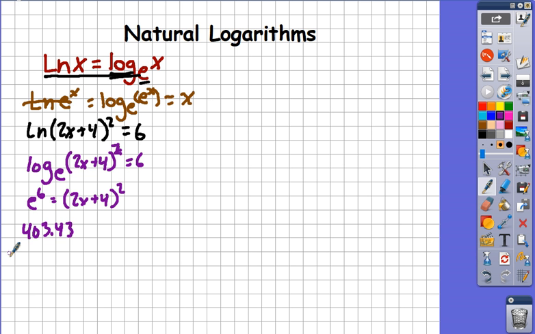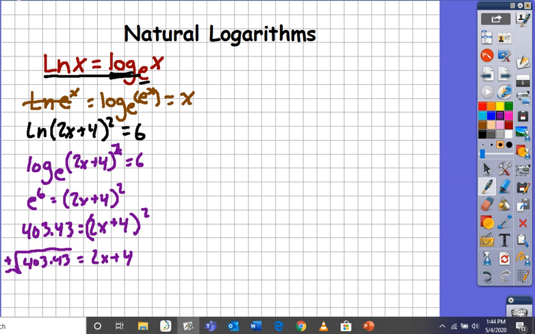We're going to use the ln button in just a few minutes. So 403.43 equals (2x plus 4) squared. So how are we going to get rid of the square? Yeah, you guessed it. We're going to square root both sides. So we're going to square root 403.43, and that's going to equal 2x plus 4. But what did we forget? Who put the square root in? You. And that means you need to remember plus and minus.